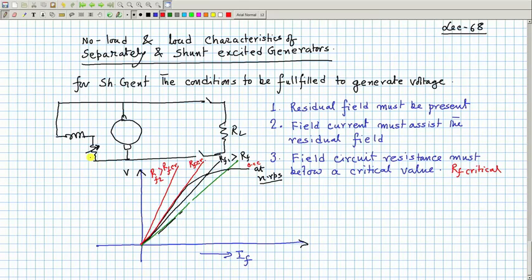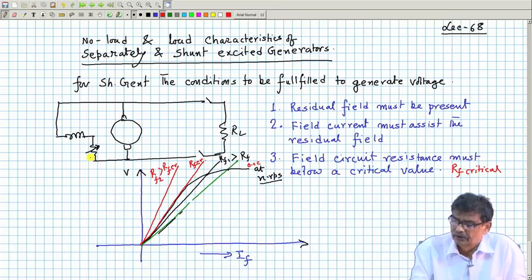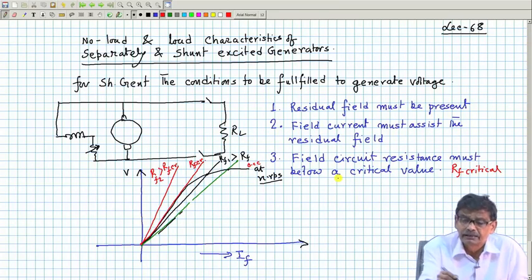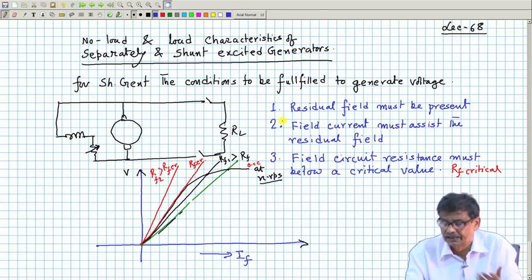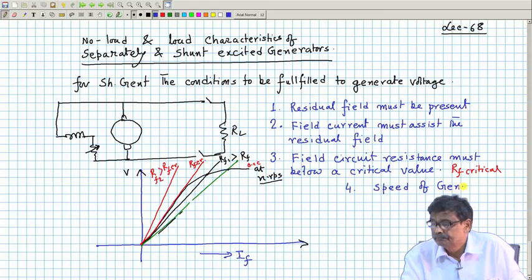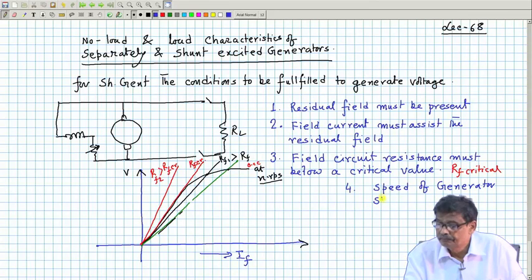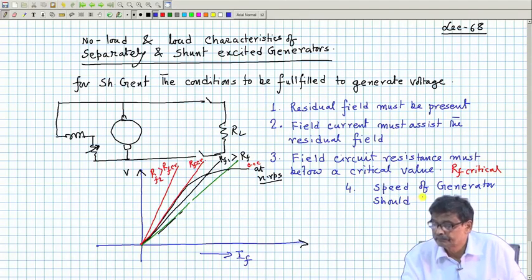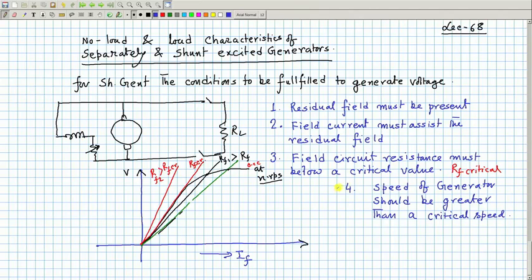Some people also say, of course after telling this it is obvious, that there is another point which is also included here, but some people mention it separately: the speed of the generator should be greater than a critical speed. What does this mean? The fourth point.